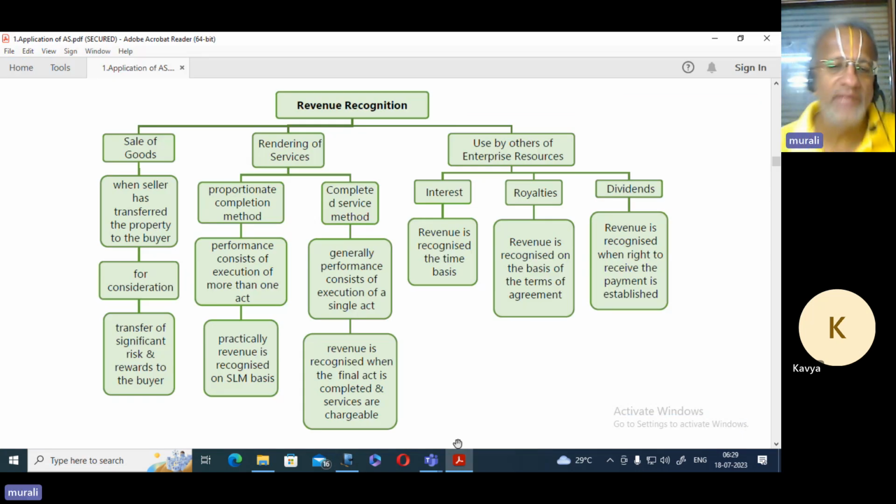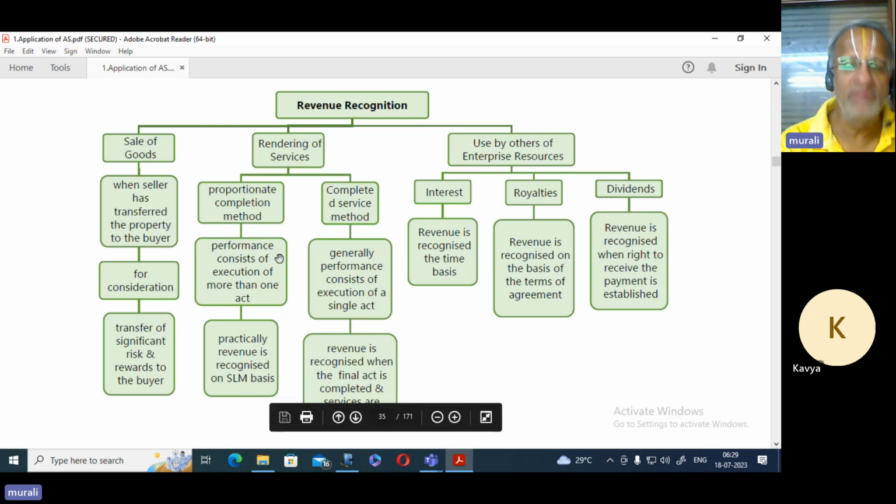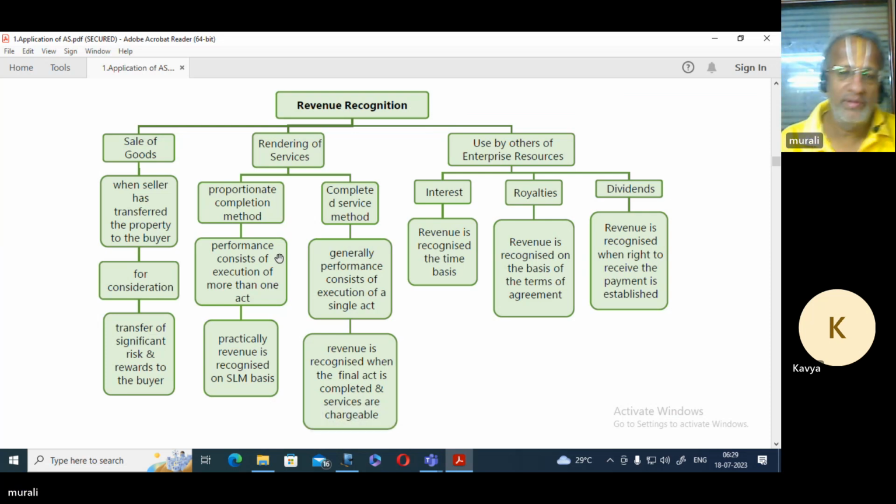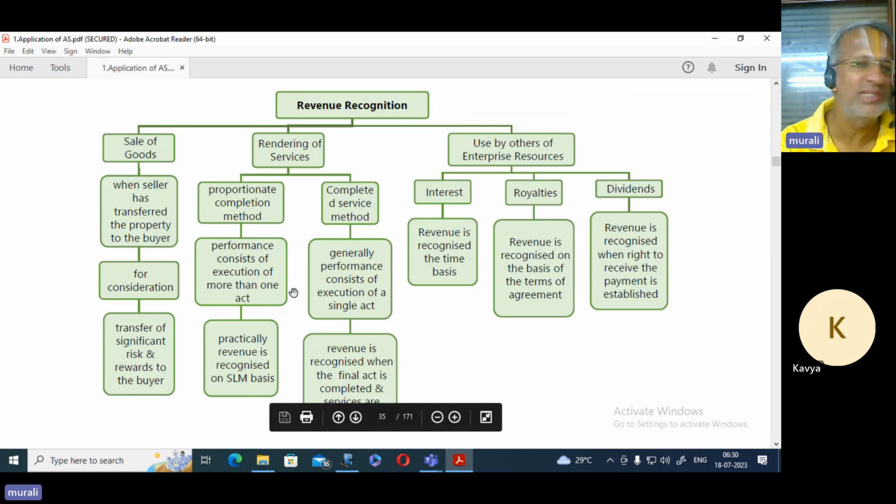Then rendering of services, the proportionate completion method, which we have already done in AS7. Proportionate completion method would mean performance consists of execution of one or more acts. Practically, revenue is recognized on SLM basis. This is what the accounting standard is giving.